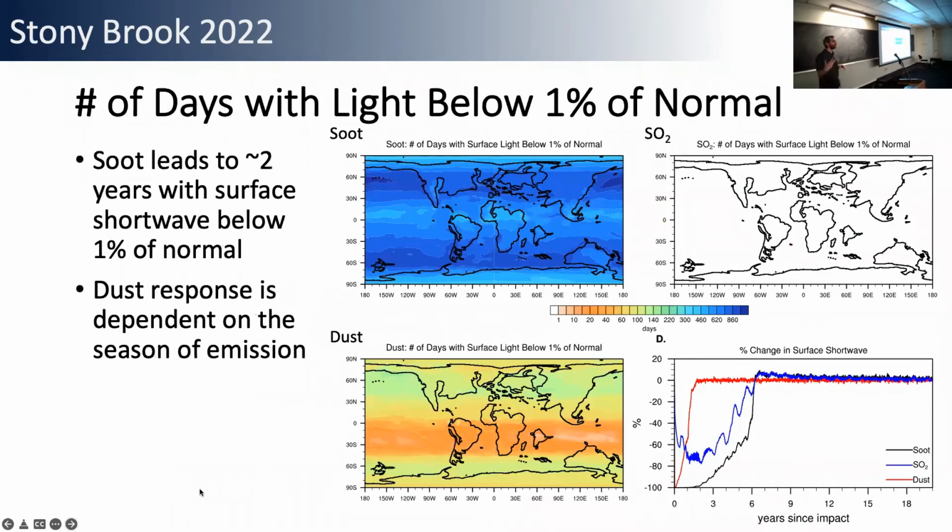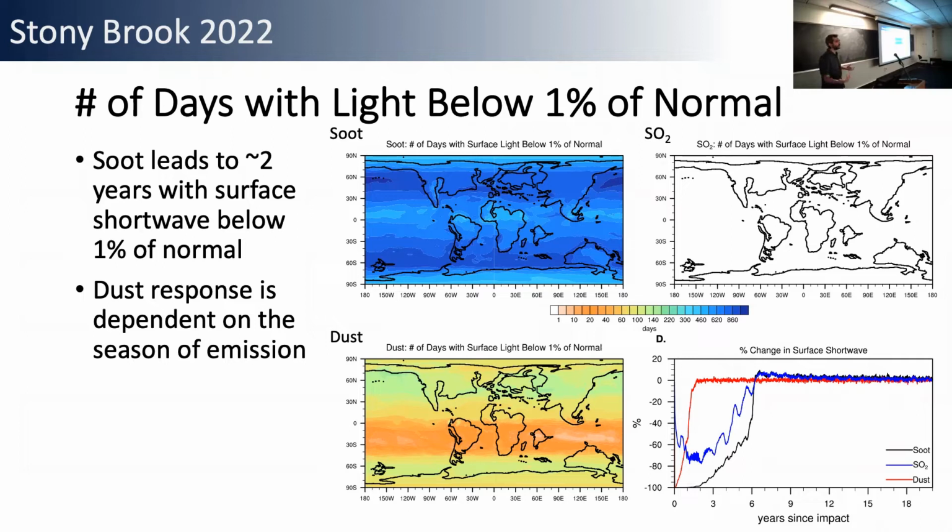So trying to put this a little bit more into a context of extinction mechanisms, here I'm showing the number of days with light levels below 1% of normal for these different scenarios. This 1% of normal is a rough estimate of where you can no longer have photosynthetic activity. Just showing the contrast between these three scenarios, the soot has over 2 years of light levels below 1% of normal in places around the globe.